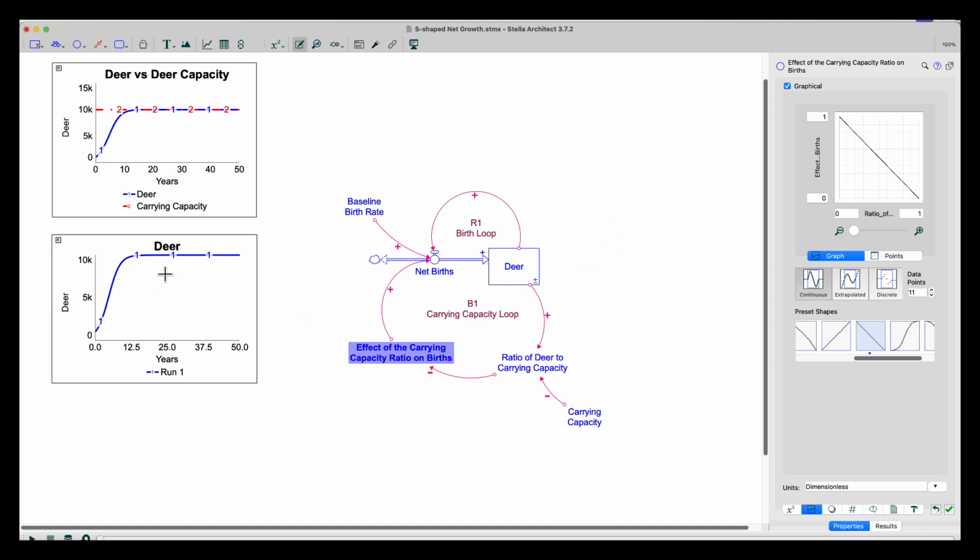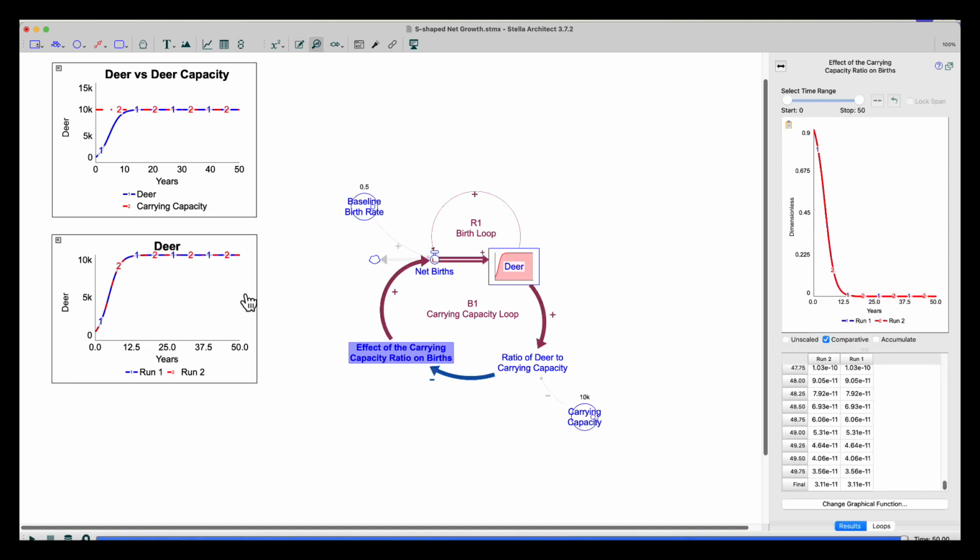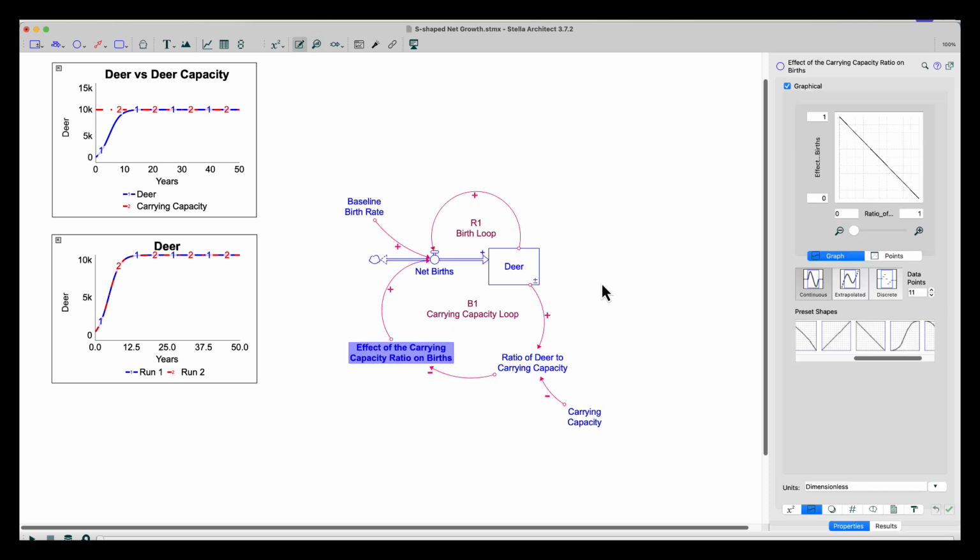So I'm going to simulate, and what I expect in this deer graph here, that's a comparative graph, is that the next simulation will be identical to the first. And you can see that it is identical. So now I'm going to go into the effect, and this should be nonlinear. And I've got different things that I can select from. Basically nonlinear means that it's not going to be proportional as this increases from 0 to 1 or declines from 0 to 1. That the changes are not going to be proportional is what nonlinear actually means.